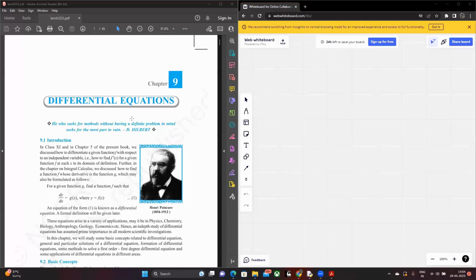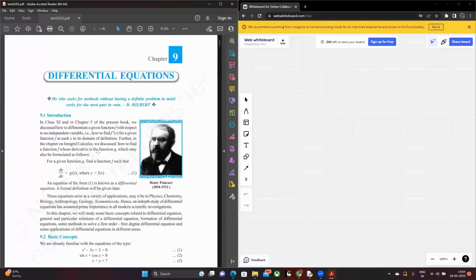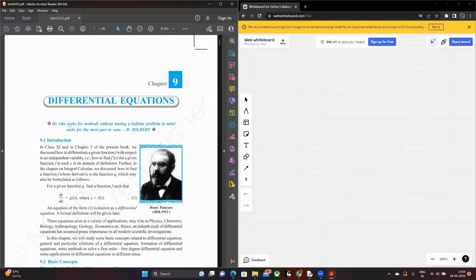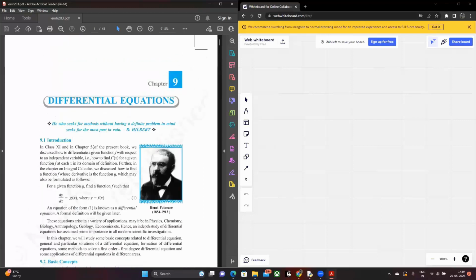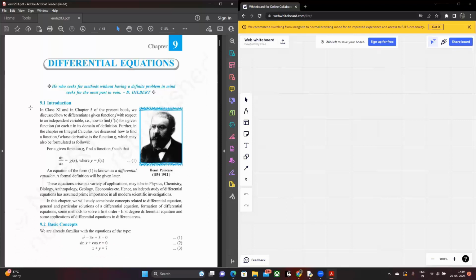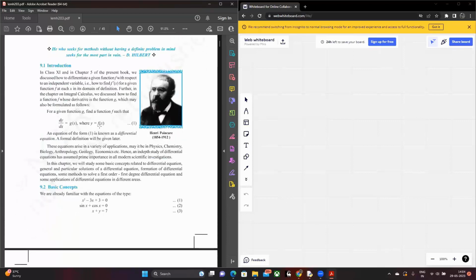So today I'll be taking the lesson differential equations. That's chapter number 9, class 12 NCERT. First of all, I'd like to give you a brief. For maths, what I usually do is give a brief of the topics that are going to be covered in the next exercise. So that is pretty fresh, and it's also kind of a primer before I go into the actual exercise.